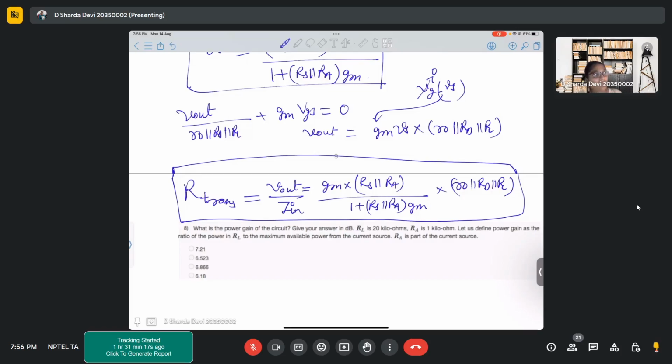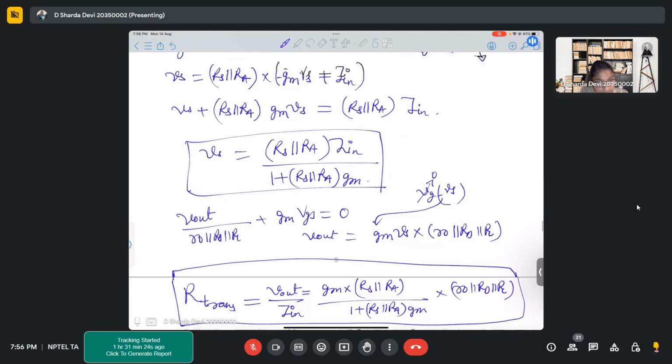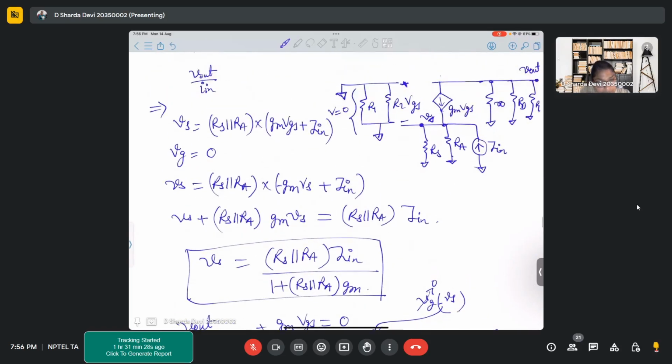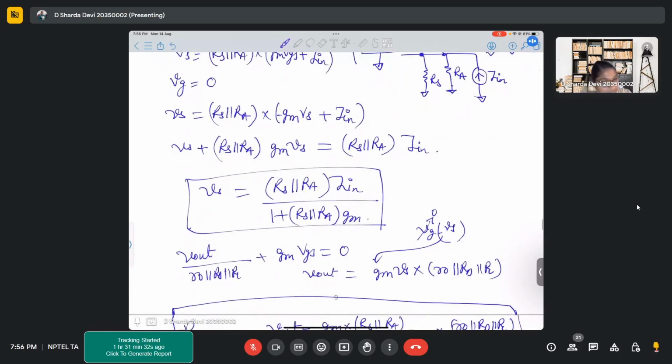Ma'am, could you repeat from the VS statement? Yes, ma'am. What is the minus here? GM, minus GM VS. How did we get the minus? So see, GM VGS, right? GM times VG minus VS. We know VS is 0. So this will become minus GM VS, right?